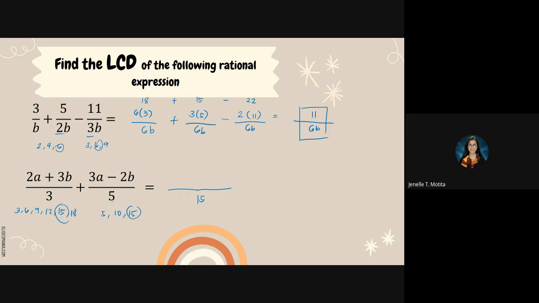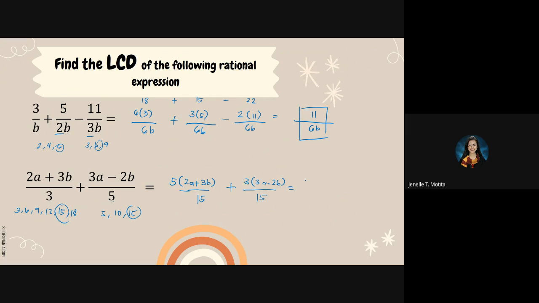Knowing that their LCD is 15, let's write it like this, just like in number 1. So 15 divided by 3, that's 5. 5 times your numerator, you got 2a plus 3b, plus 15 divided by 5, that's 3 times your numerator, 3a minus 2b is equal to, and so we will distribute these factors to each term.